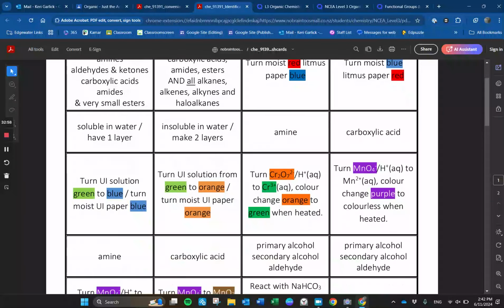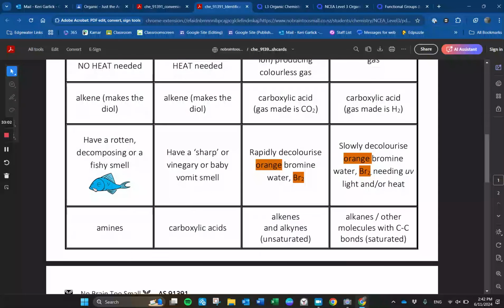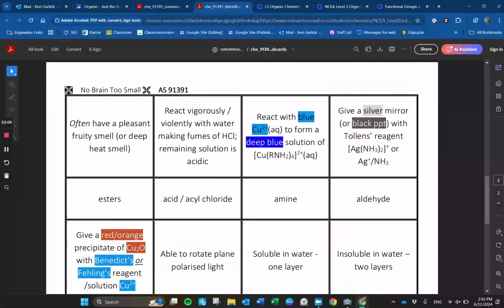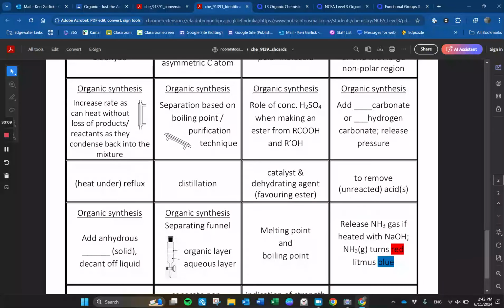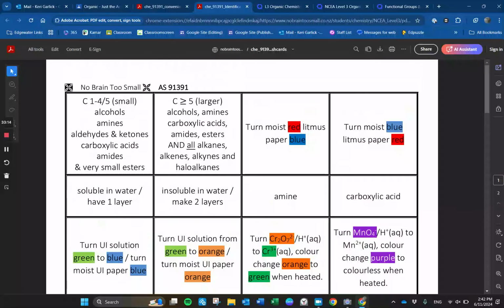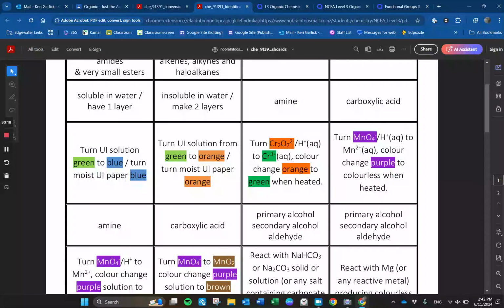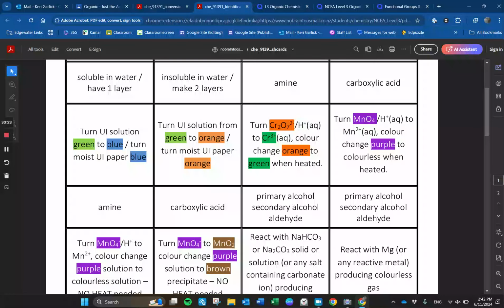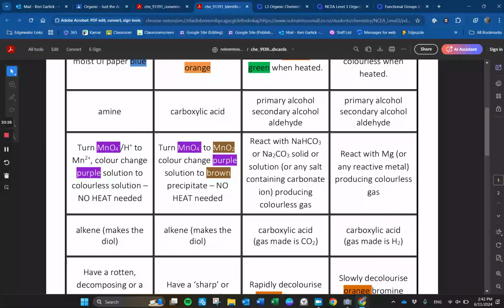Let's see. Bubble, bubble, bubble. Or we're looking for the word sodium carbonate is the other one we're looking for. That one's a litmus paper one. That's another litmus paper question. There we go. React with sodium bicarbonate or sodium carbonate, a solid or in solution, and produces gas bubbles. So that tells me it's carboxylic acid. So this first thing tells me here it's carboxylic acid.